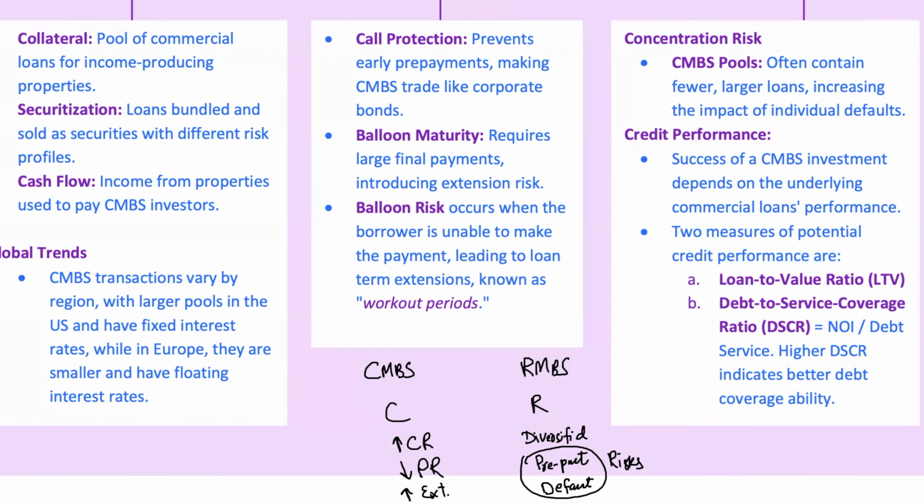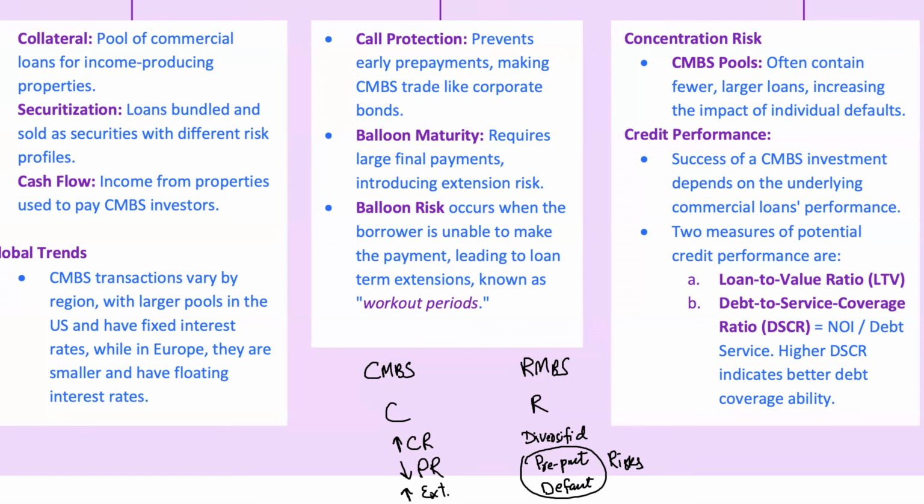In summary, both CMBS and RMBS offer unique ways for investors to gain exposure to real estate-backed securities. However, their underlying assets, risk profiles, and structuring mechanisms differ significantly. CMBS, backed by commercial properties, have unique features like call protection and balloon maturities, appealing to investors seeking stable, longer-term cash flows with some added risks. RMBS, specifically mortgage pass-through securities and CMOs, offer diversified exposure to residential mortgages with the flexibility to cater to different risk and maturity preferences.